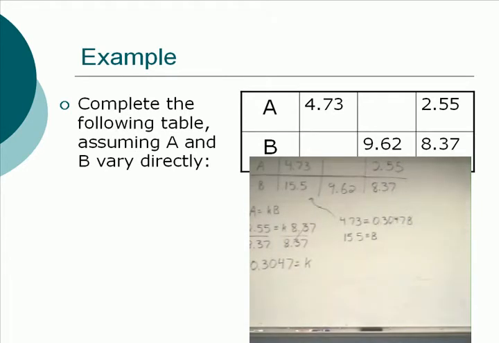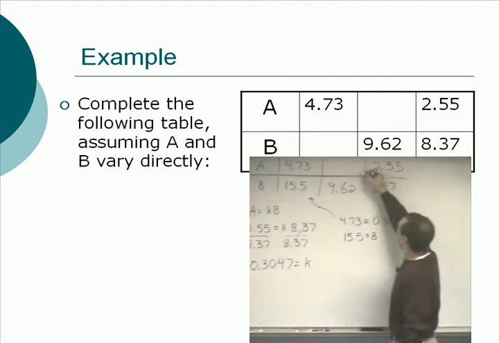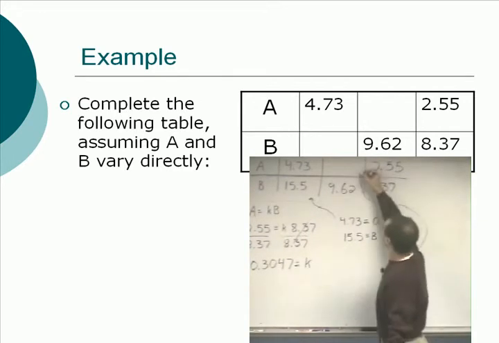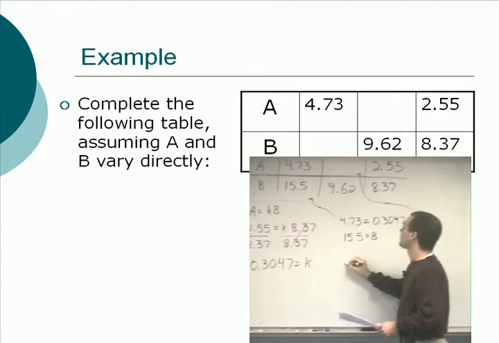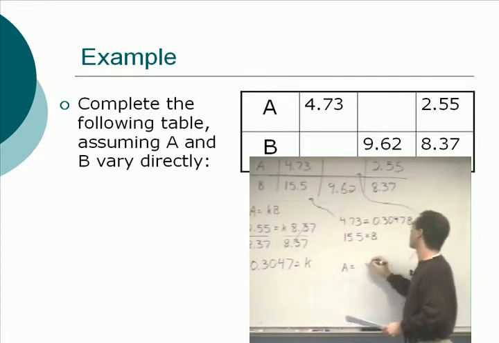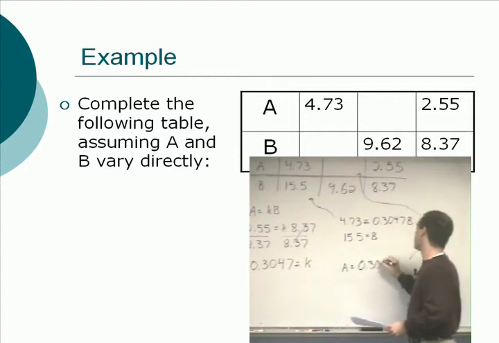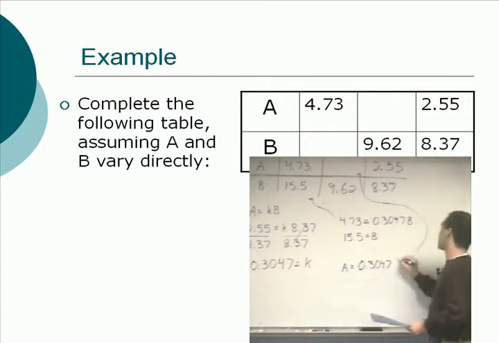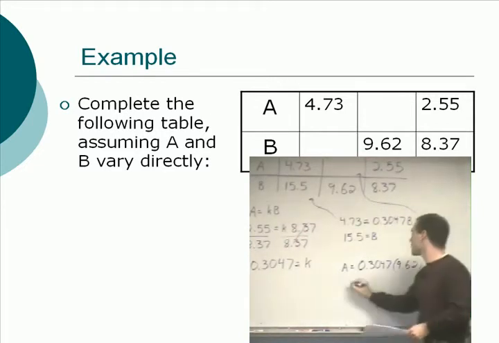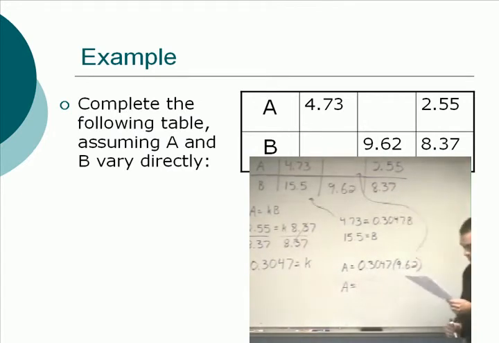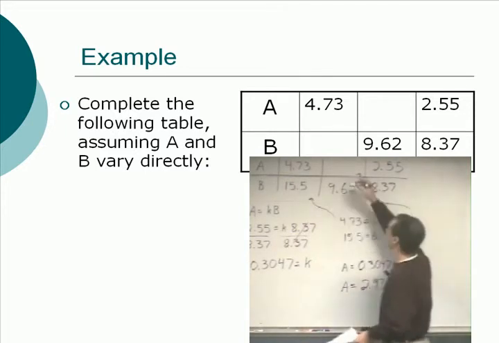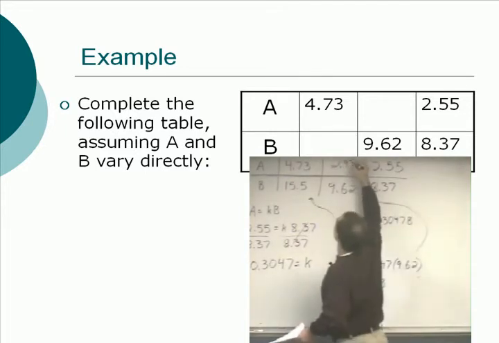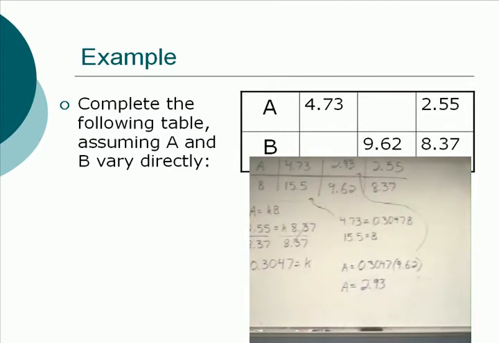Look okay? And the second one up here, we know that our A value will be given by our K value, 0.3047, times our B value of 9.62. And A turns out to be 2.93. And we're done. We filled it out.